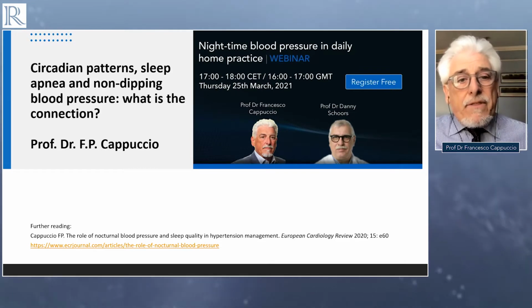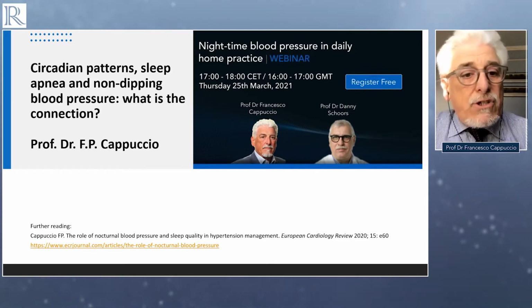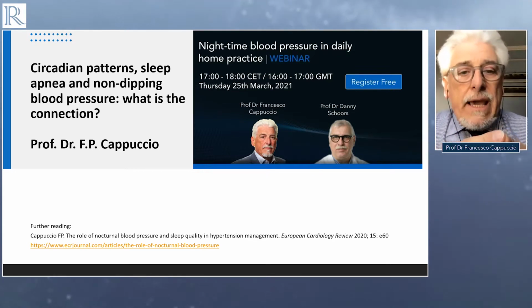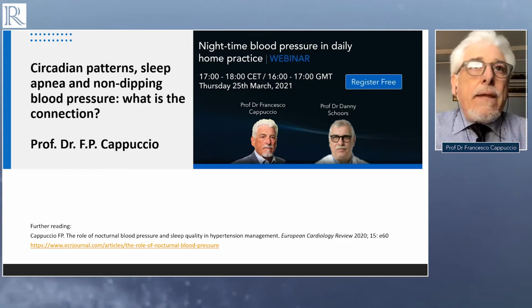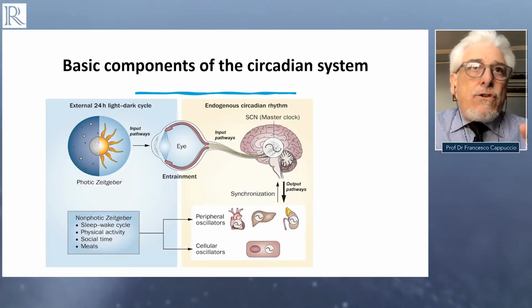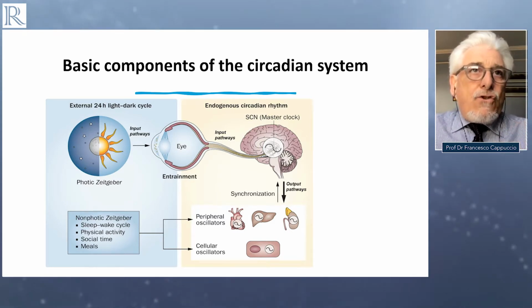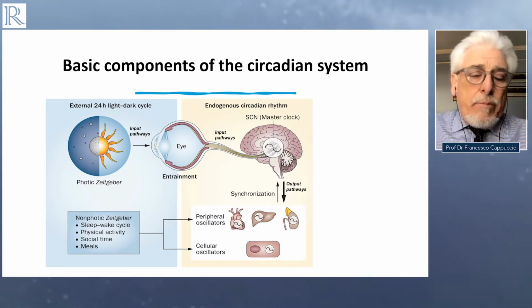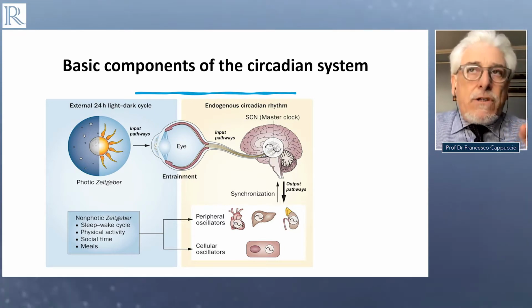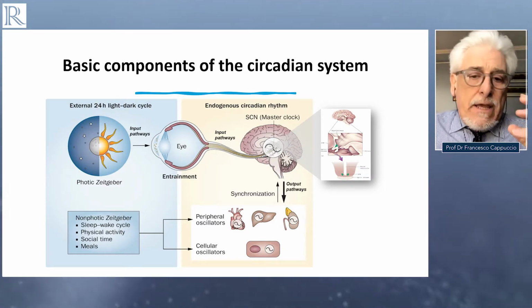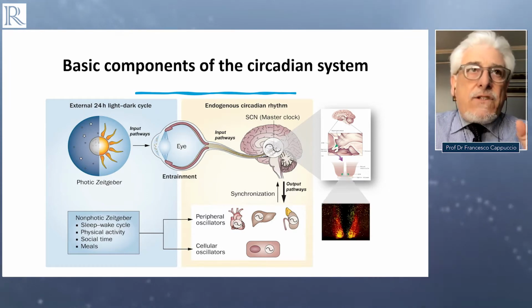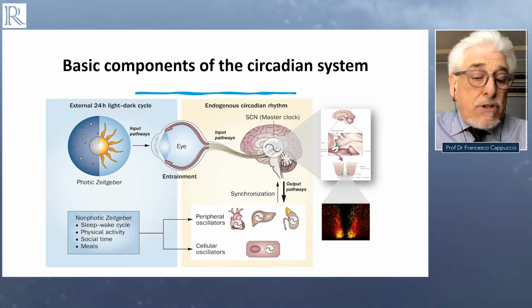What are circadian patterns, sleep apnea, and non-dipping blood pressure? What is the connection? This is just an introduction to the topic that will become more clinical later on. First of all, I want to introduce you to the basic components of the circadian rhythm. The control of our sleep-wake cycle is placed in the suprachiasmatic nucleus of the hypothalamus. It is made of a small number of highly specialized cells identified as the circadian pacemaker, sometimes known as the body clock.